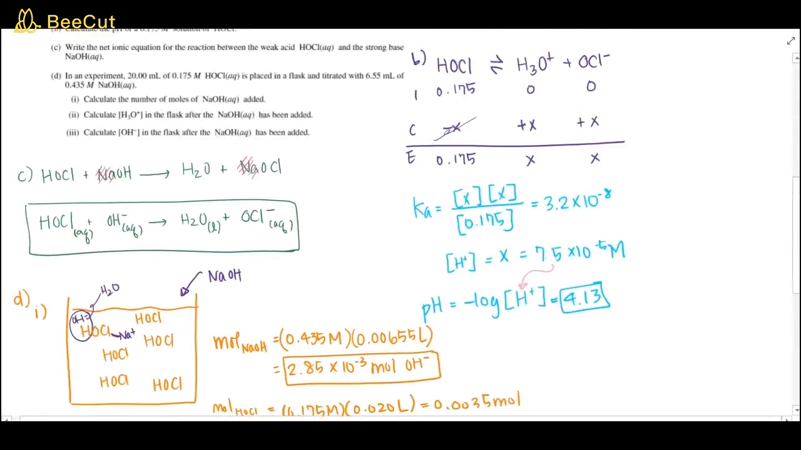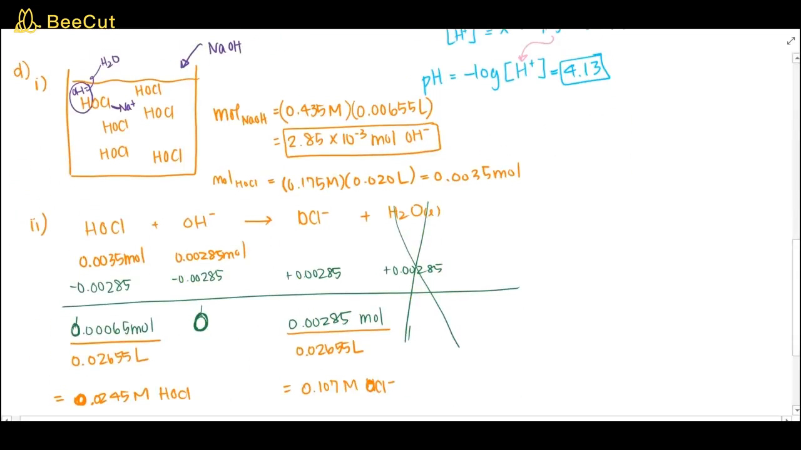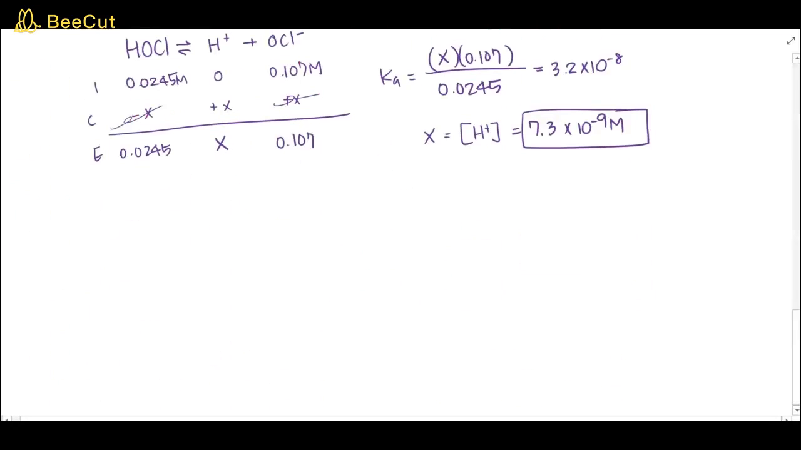The last question says, calculate the OH minus in the flask after NaOH. The easiest way to do this is the Kw equation, right? If you guys remember, what is Kw? Kw is Ka times Kb. But Kw is also the concentration of H plus times the concentration of OH minus, because this is the autoionization dissociation constant for water. So this is a constant, and we know it's 1 times 10 to the negative 14.